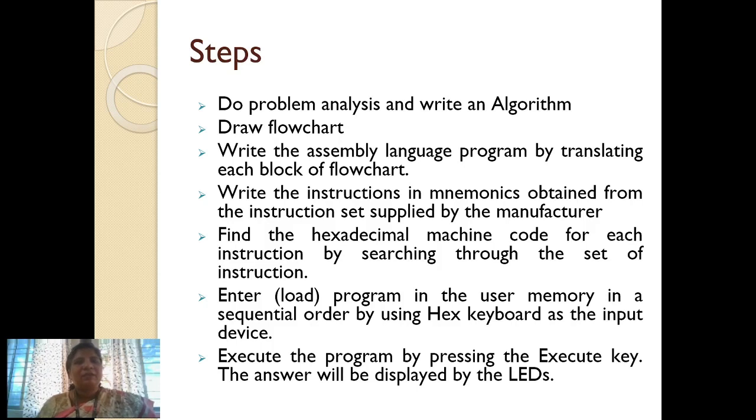We start with the given problem analysis. Based on that, write an algorithm and then draw the flowchart. The next step is writing the assembly language program by translating each block of the flowchart. Once the flowchart is prepared, write the instructions in the mnemonics obtained from the instruction set supplied by the manufacturer. For each mnemonic, find the hexadecimal machine code by searching through the set of instructions.